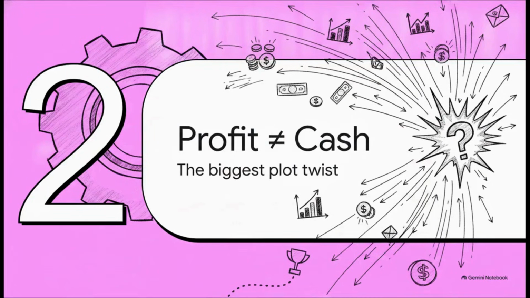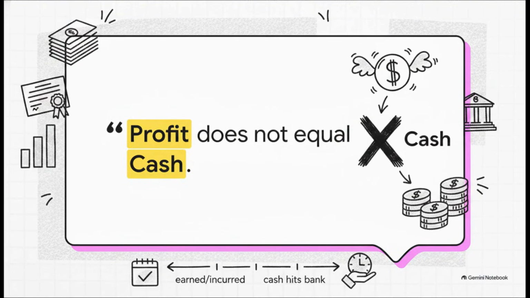All right, moving on to Section 2. Profit does not equal cash. Grab a coffee because this is the biggest plot twist in financial modeling. Generating revenue or recording expenses doesn't necessarily mean cash changed hands immediately. I can't stress this enough. This is one of the most important concepts you will ever learn in accounting. Misunderstanding this one thing is exactly why so many seemingly profitable businesses suddenly go bankrupt out of nowhere.